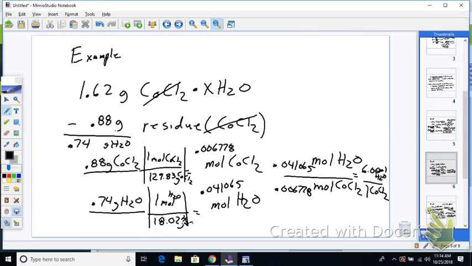So then what is X? 6. X is 6. What is COCl2? 1. Okay? So then if I rewrote this out, I would write it as COCl2 dot, and then since I've got 6 waters, that's how many is going to be in there. And when I look at my answer on here, it says 6H2O. So that matches up the way it's supposed to be.